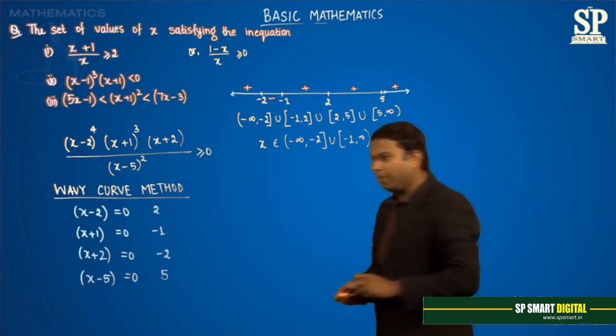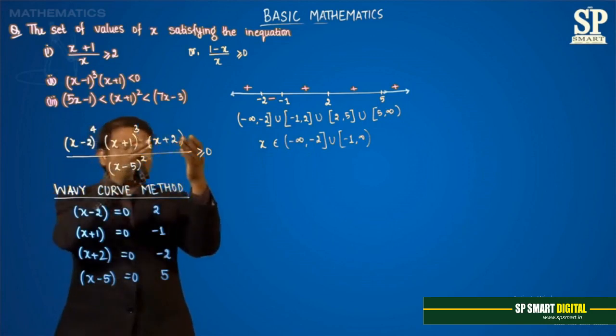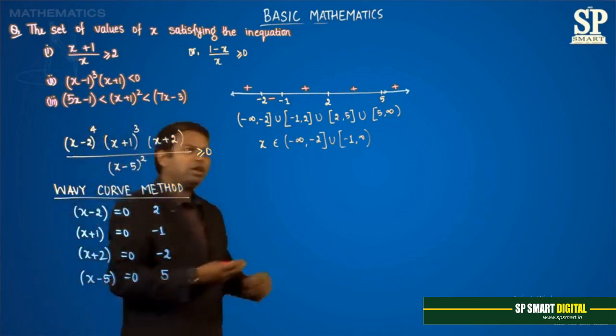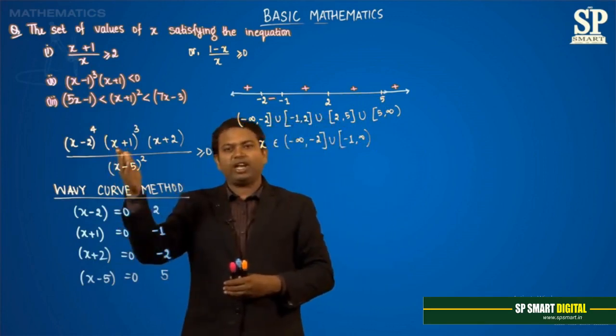So what you need to remember is the following. First, you need to put each of the brackets that is given in the question equal to 0. Mark those points on the number line. Take a convenient value of x.